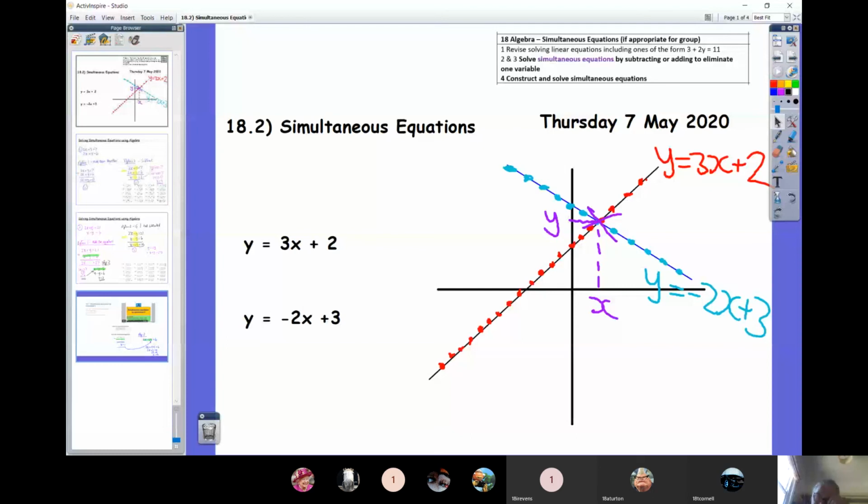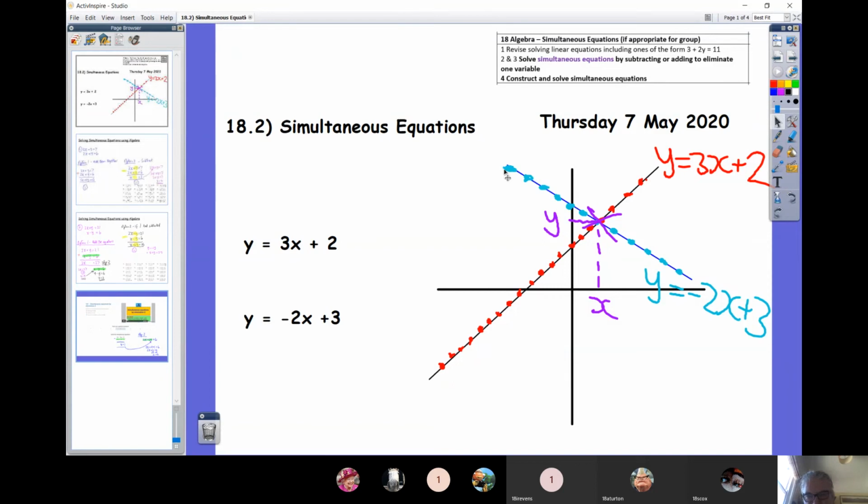Now, this slide here is just trying to show you an idea of what we're actually trying to do, and then we move on to the algebra behind it. So the idea is here, we've got two straight lines, okay? We've got this straight line here, which is the one with the red dots on it, which is y equals 3x plus 2. And that's a line that comprises loads and loads of coordinates, loads of points all sitting really close together, and that's what forms a straight line.